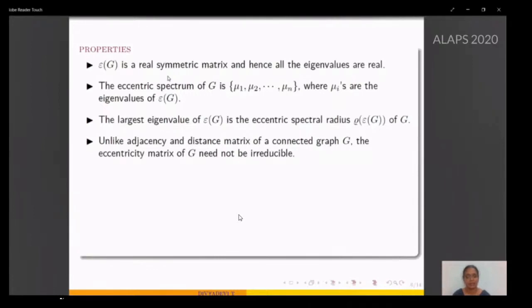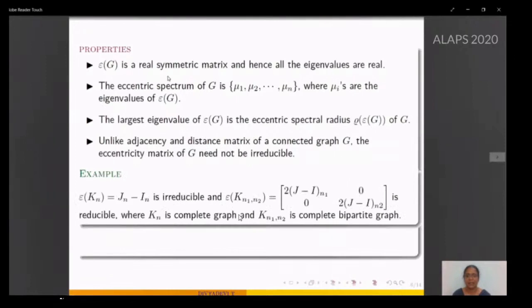For that, consider the eccentricity matrix of a complete graph, which is irreducible, whereas the eccentricity matrix of a complete bipartite graph, with at least one partition having more than 2 vertices, is reducible. So it is natural to ask for which class of graphs the eccentricity matrix is irreducible. This question was proposed by J. Wang et al. in 2018, and the same authors proved that the eccentricity matrix of a tree is irreducible.